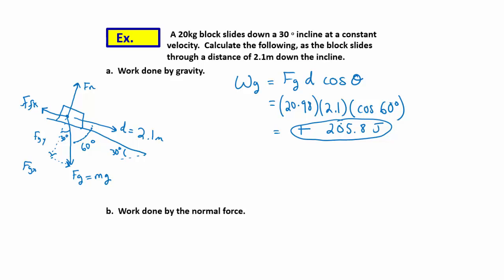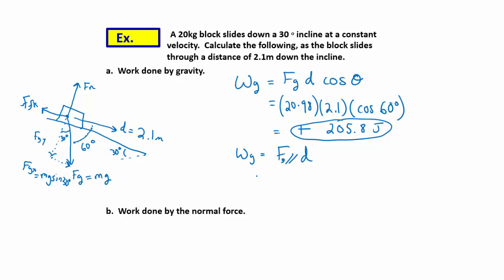Now the other way that we can do this is I can look at that second equation. That second equation said if I wanted to find the work done by gravity, I can take the force that was acting parallel times the distance through which it acted. So when I look at my little diagram here, that force parallel with the displacement was actually this little FGX here, which is just mg sine of 30 degrees.